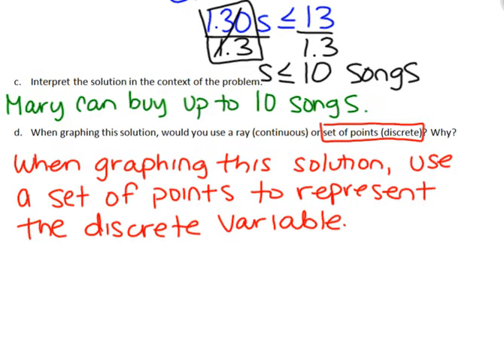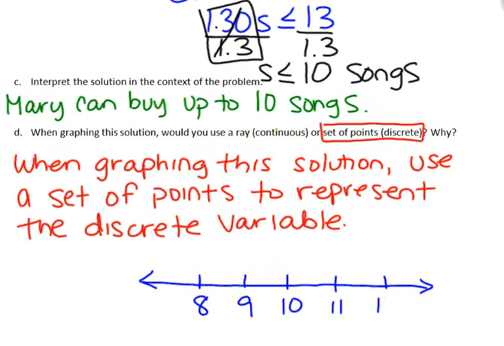Since S is less than or equal to 10 songs, we'll have our number line, 8, 9, 10, 11, 12. And then we're going to use a set of points. So we're going to have dots at 10, 9, and 8. Be sure you include this graph. This will be one of the things we check for when we're looking at reviews to make sure that you've added everything.